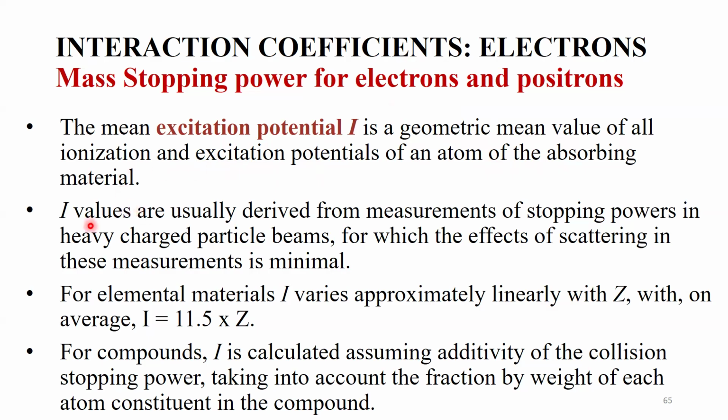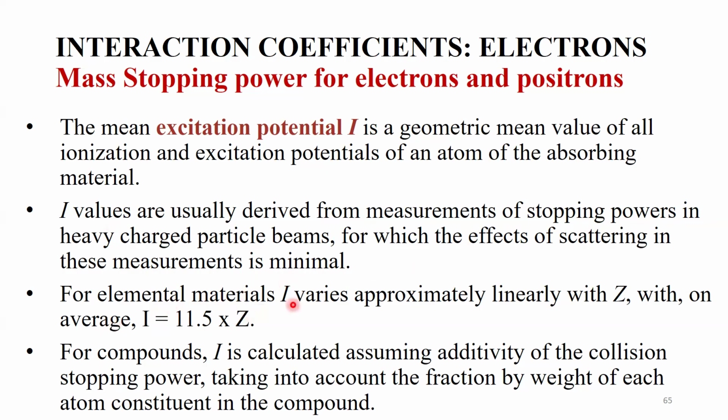So I values are usually derived from measurements of stopping powers in heavy charged particle beams, for which the effect of scattering in these measurements is minimal. So these measurements help minimize the scattering effects, allowing for accurate determination of the excitation potential.